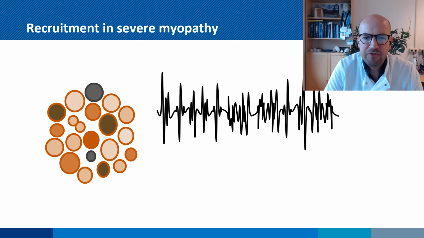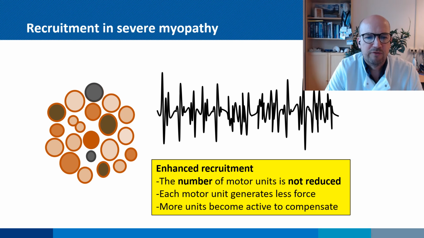In myopathies, things are quite different. As I've mentioned before, the number of motor units is not reduced in patients with myopathy. However, the number of healthy muscle fibers, and thus the amount of force that each motor unit can generate, is reduced. So what happens here is that as the patient tries to apply more force, there's an initial realization that the force delivered by the initial motor unit is insufficient, and immediately all its friends start to help out and become active as well. This is a phenomenon that we call enhanced recruitment.